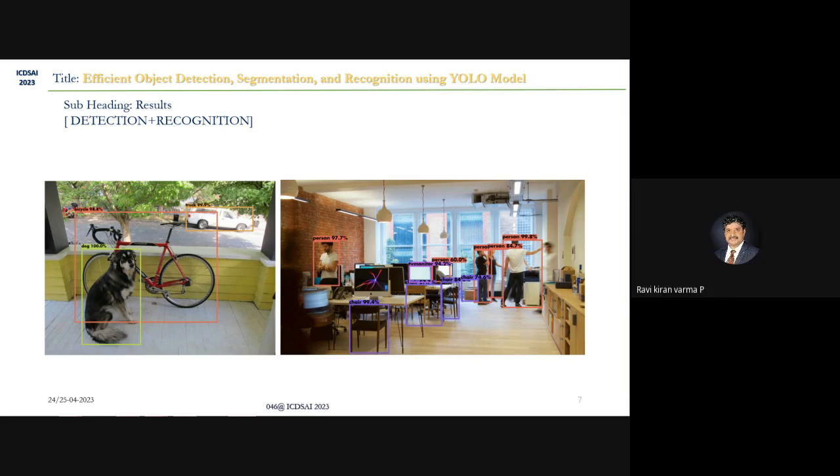How many images have you tested? Sir, it was around 700 to 750 images. What is the accuracy? How many objects were detected and how many objects were recognized? We had 20 to 25 classes and around 700 images, and the accuracy was around 95, 96.